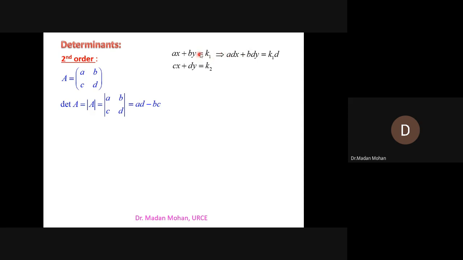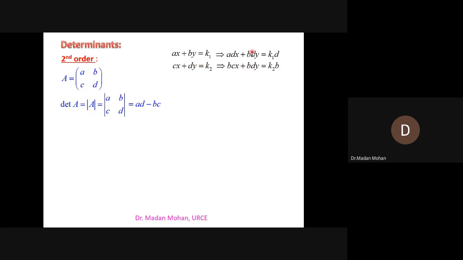Between equations, we use the implies symbol. From this equation, you are getting this equation. You can think of it as just like a simple balance. Both sides you are multiplying with d. Okay, both sides you can do it. Now, similarly, to get bdy, multiply the second equation on both sides with b. You are getting a new equation from this, multiplying with b.